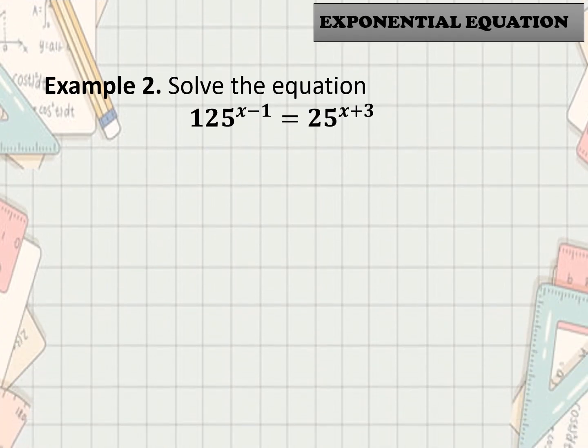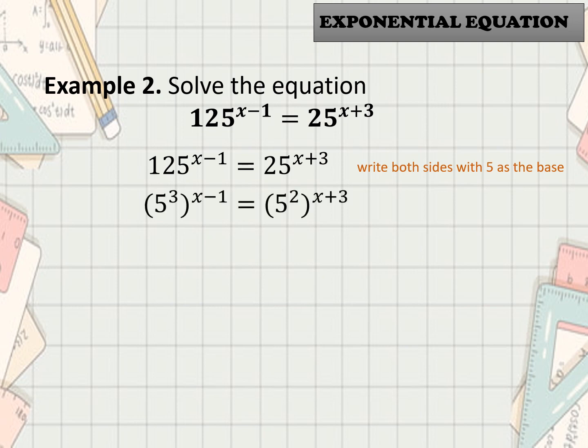Second example, we have 125 raised to x minus 1 equals 25 raised to x plus 3. So, first step, kailangan pareho muna sila nung base. Okay, so si 125 and 25, pwede natin yang i-rewrite as base 5. Okay, so si 125 equal yan kay 5 raised to 3, kasi 5 times 5 times 5 is 125. Then, 5 times 5 naman, or 5 raised to 2, is equal to 25.